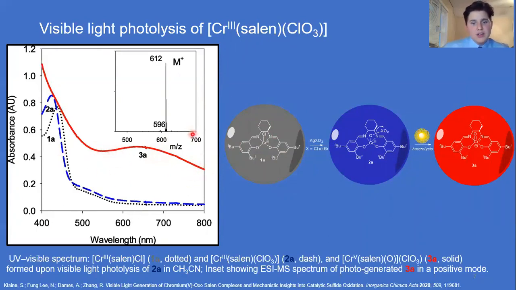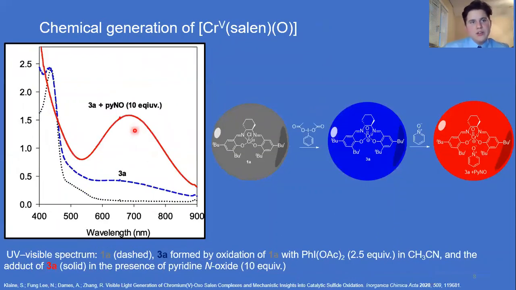We also use electrospray ionization mass spectrometry to characterize this complex 3A here, and it had a mass to charge ratio of 612. In addition, we can use chemical methods to generate this species 3A. So we take our complex 1A, we react it with 2.5 equivalents of iodosobenzene diacetate, which is a mild oxidant, and we get this spectra here.